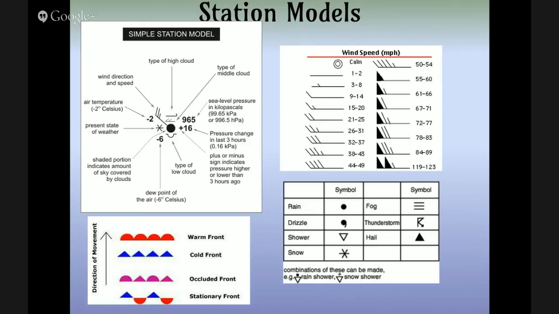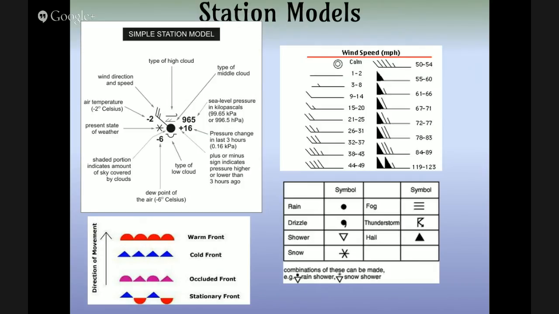After wind direction, we look at speed, and you can use this little chart here to calculate speed. So here you have 2 long dashes and 1 half dash. And what that represents is the wind speed is about 26 to 31 miles per hour.